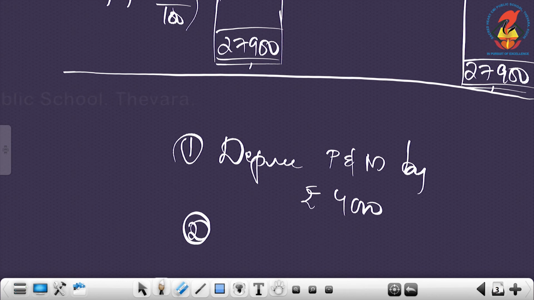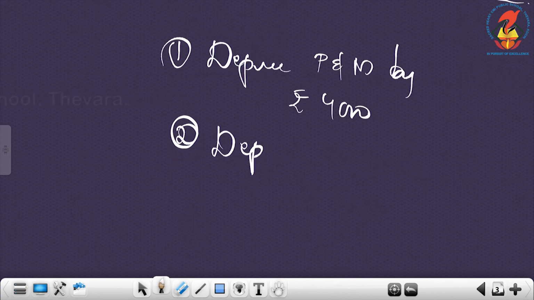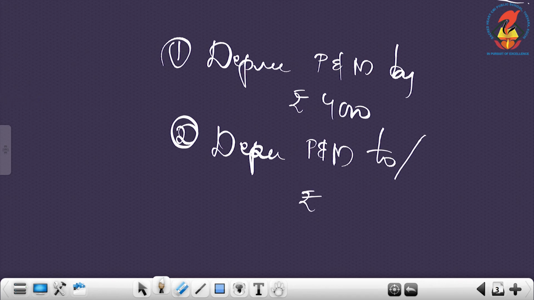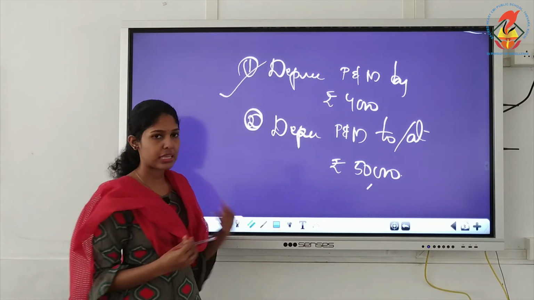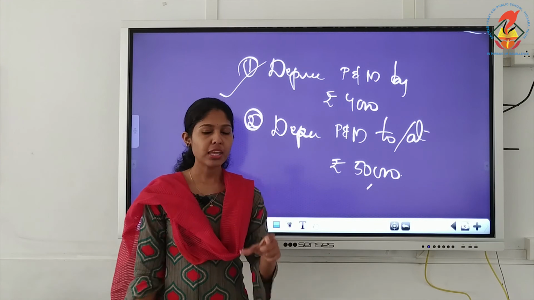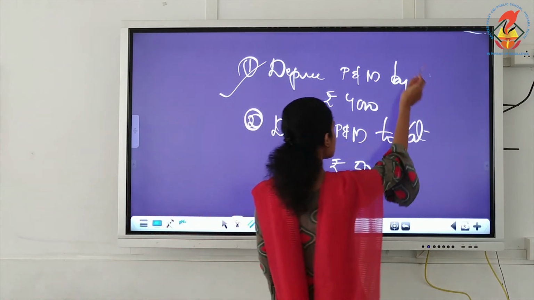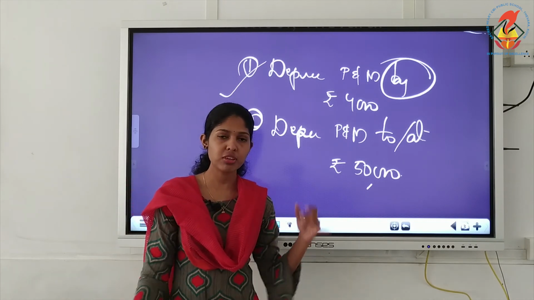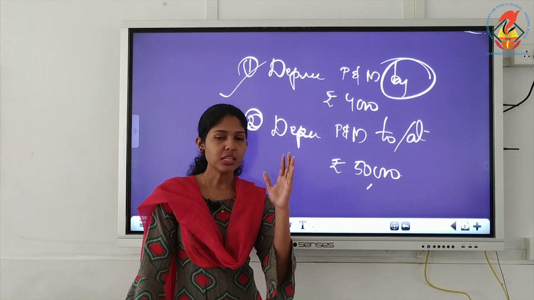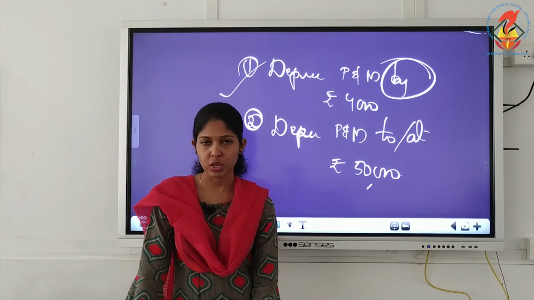Suppose your adjustment was depreciate plant and machinery to rupees or at rupees. What is plant and machinery's value in the question? It is 40,000 at rupees 50,000. So here, in this question, this is the adjustment given: plant and machinery by rupees 4,000. Whenever the prefix is by, you just have to take the same amount and record. We recorded on the debit side of P&L to depreciation, that 4,000 we recorded directly.